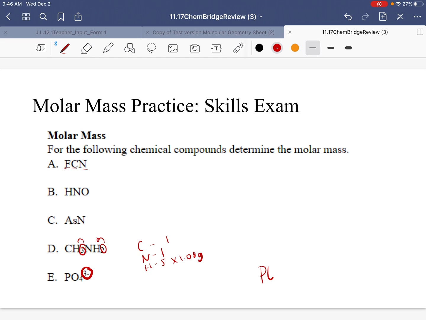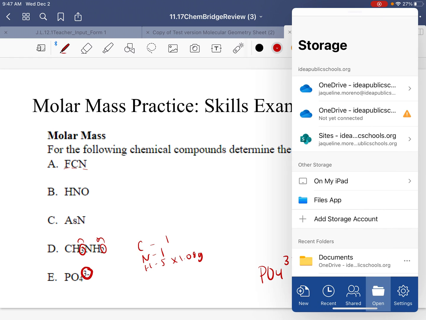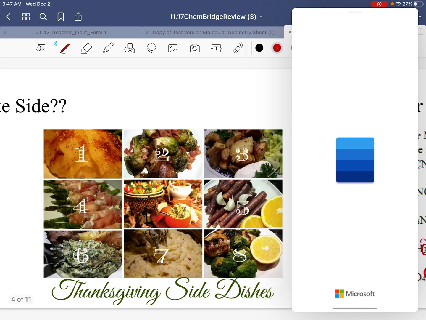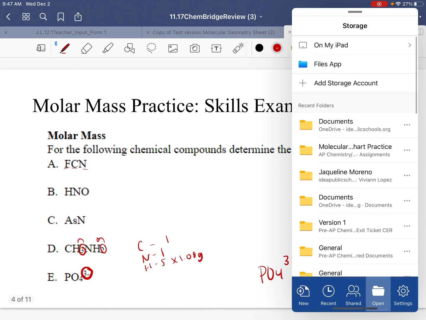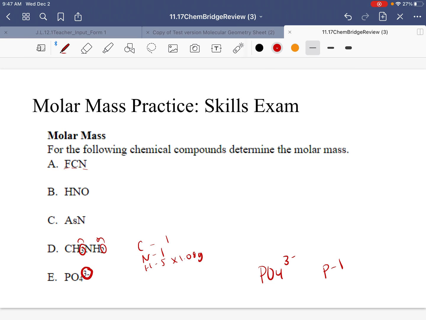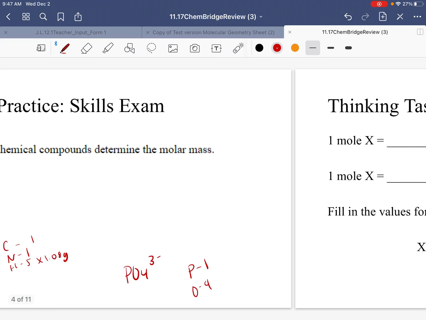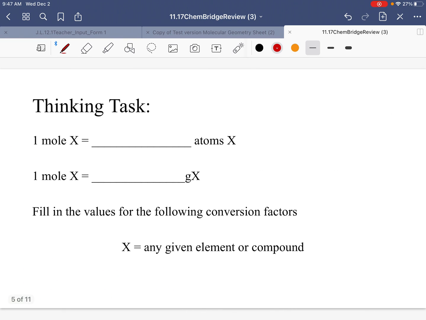So for PO4 3-, or phosphate, I have 1 phosphorus and 4 oxygen. And that's it. You would go to the periodic table, multiply times the mass given there, and you'd be good. I think this is definitely one of the easier questions.